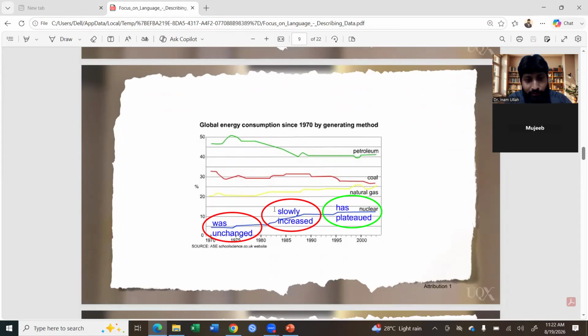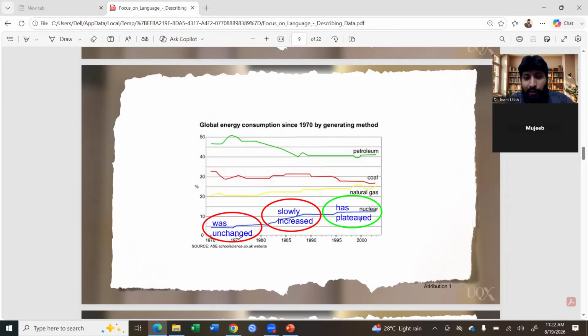Now, instead of saying gradually increased, here the words used are slowly increased. Both of them mean the same thing. But here you are actually telling the examiner, you are showing off that your lexical resource or lexical range is ample, right? You have a lot of words. You know the language, right? Is it clear? So slowly increased.